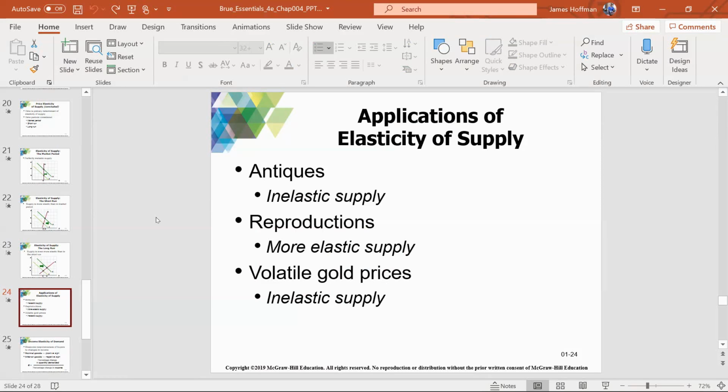Okay, so any questions on the supply analysis of the price elasticity of supply and how this works? Yes.